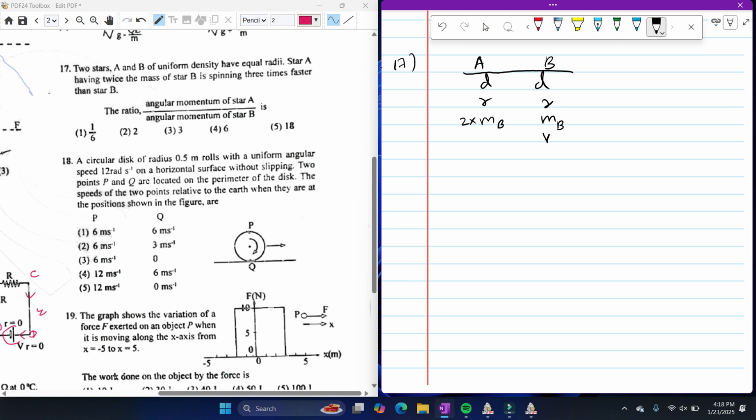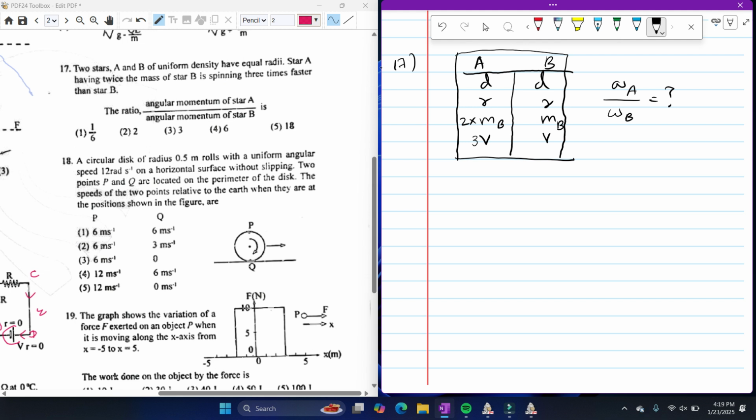So if the velocity of B is v, star A, having twice the mass of star B, is spinning at thrice the velocity of B. So this is the data. Now this is something we're dealing with, the moment of inertia. What they're asking is the angular momentum of A divided by the angular momentum of B, and what that ratio is.